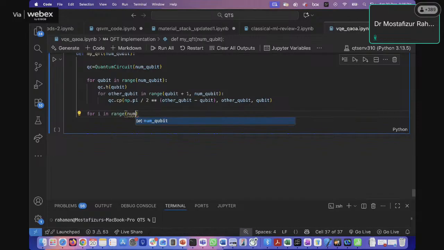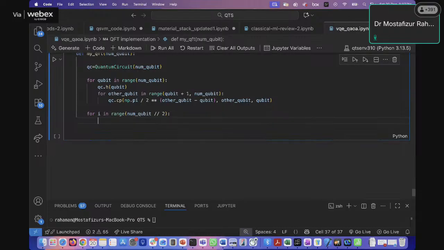np dot pi is a constant. I have defined np as numpy, and pi is 3.14. Num qubit by 2. So this is an additional step we do.